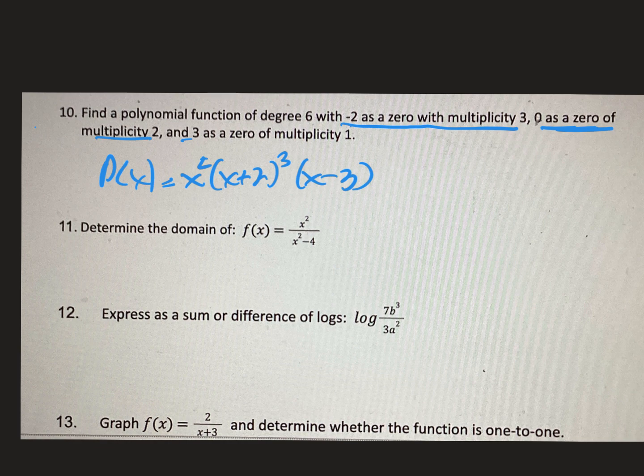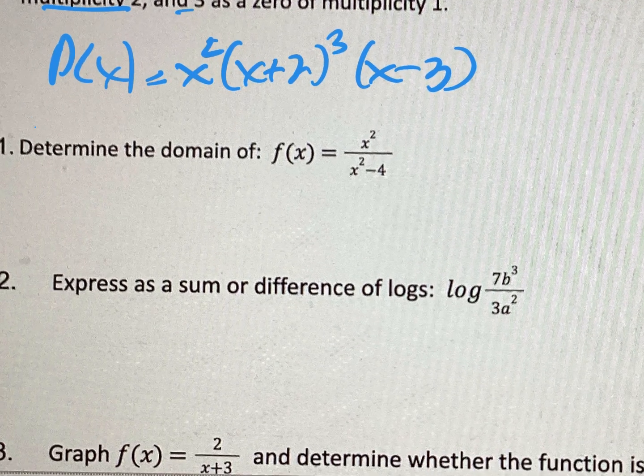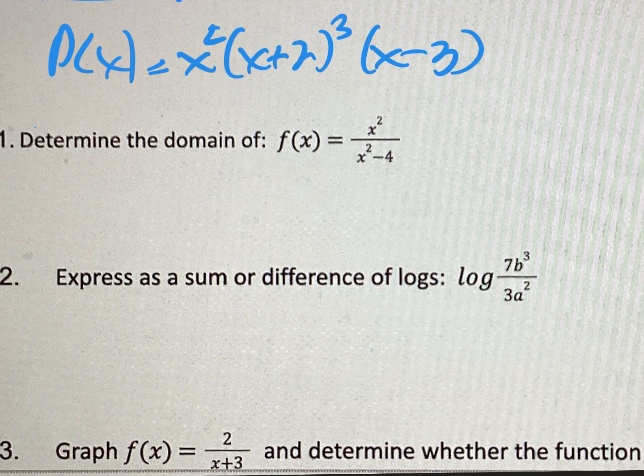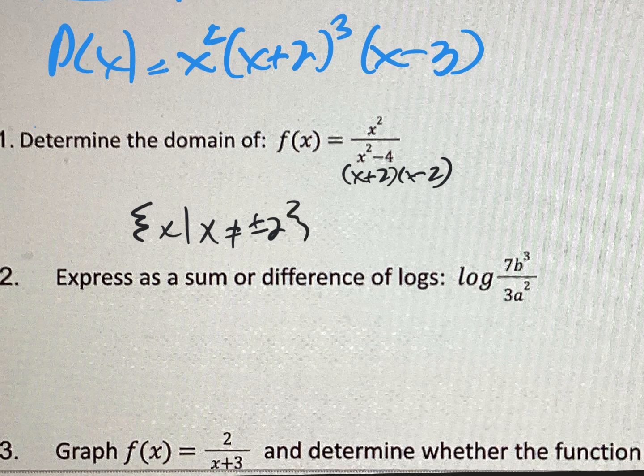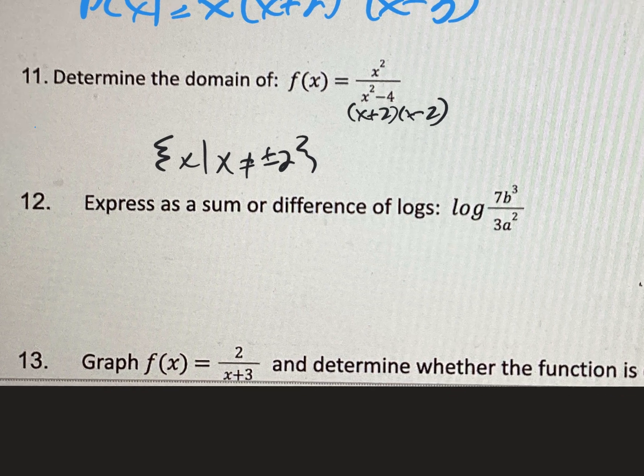Number 11, find the domain. Remember, you can never have a 0 in the denominator of a fraction, so I'm going to factor that denominator, make it x plus 2, x minus 2, and ask myself, what would make that denominator 0? Well, there's 2 things, a -2 and a +2. So when I write my domain, I'm going to go all x such that x cannot equal either plus or minus 2, and there you have it. Everything else is good.